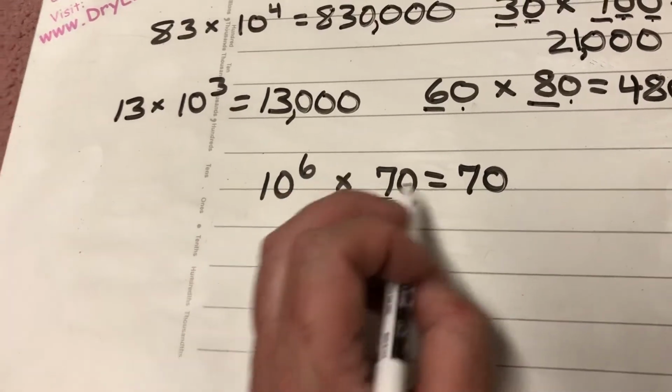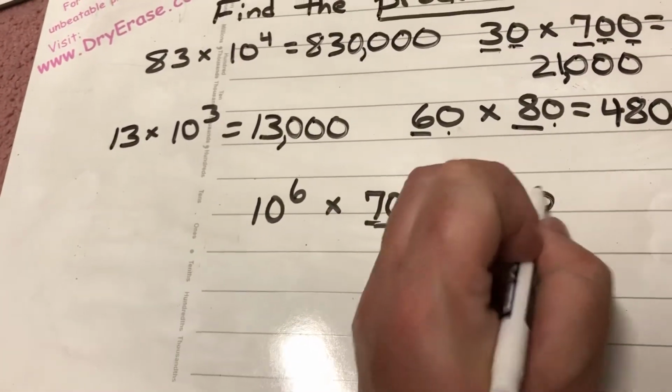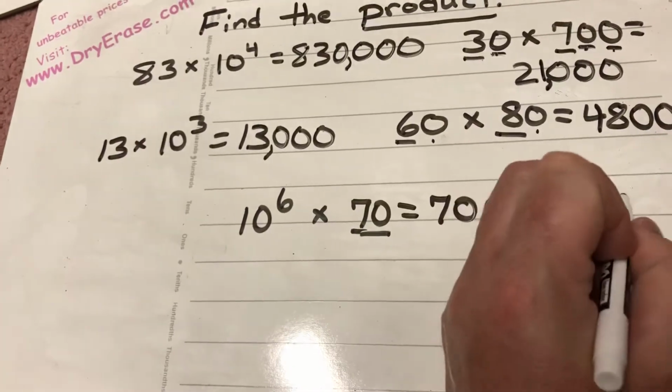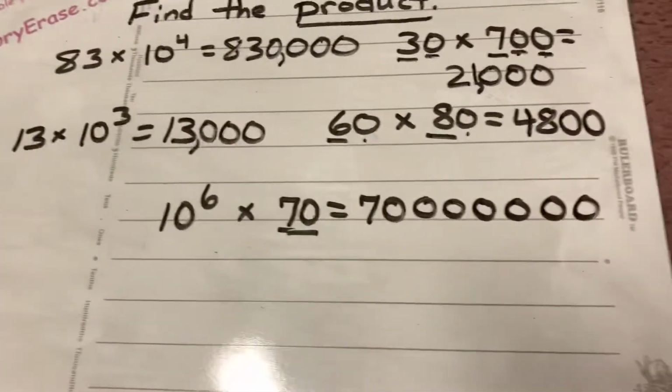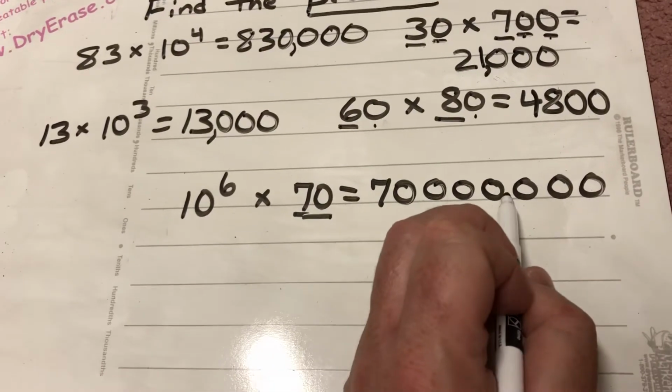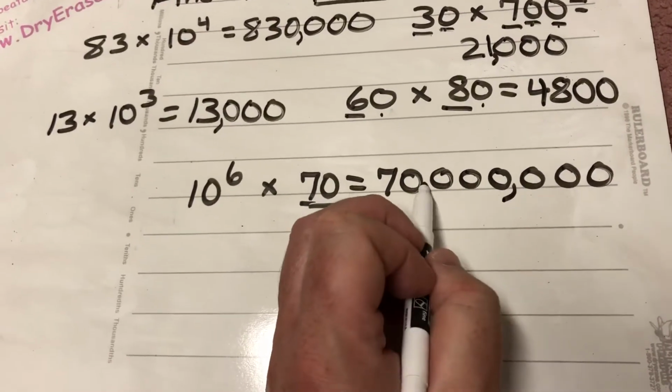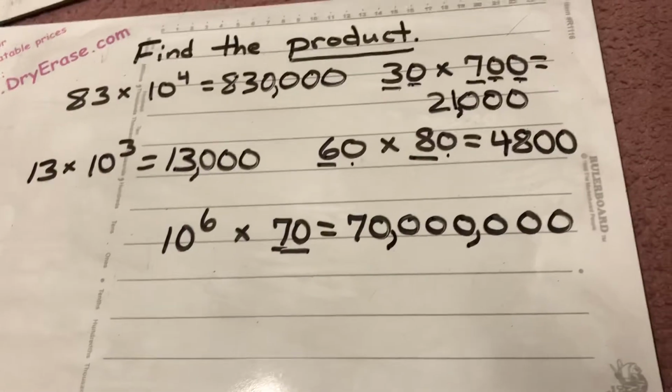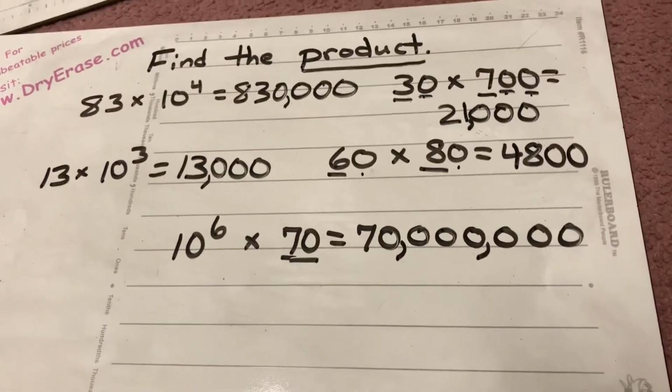Then I'm going to include these 6 zeros. 1, 2, 3, 4, 5, 6. Then I'm going to count down backwards in sets of 3. 1, 2, 3. Put a comma there. 1, 2, 3. Put a comma there. I end up with 70 million.